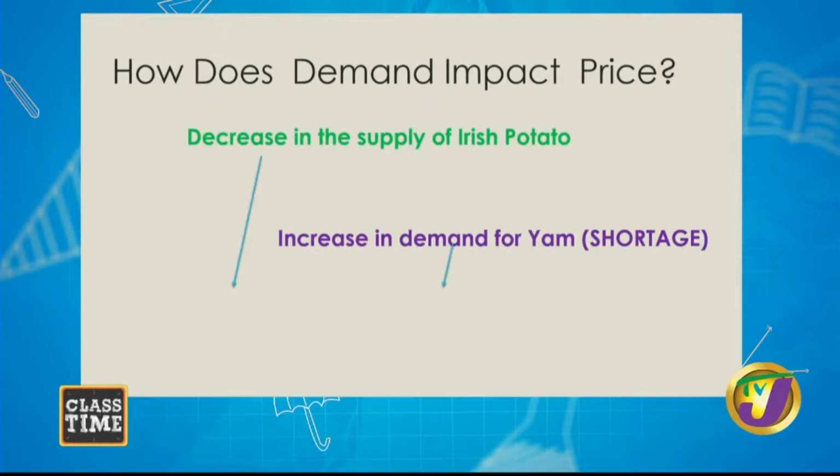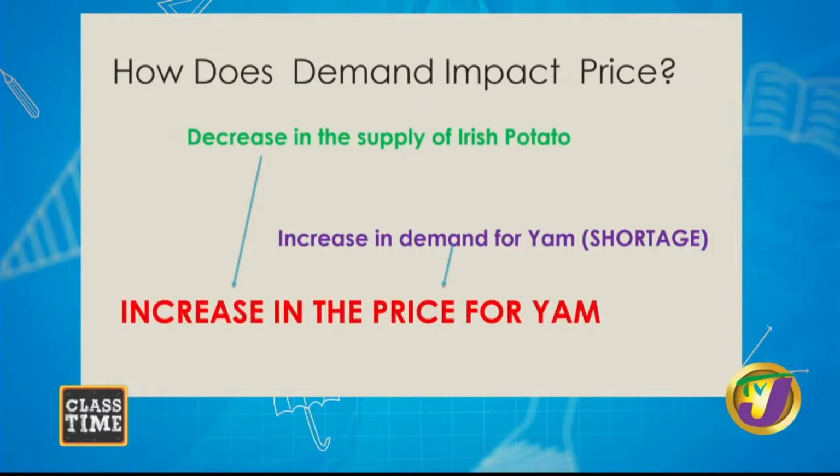So here we'll have maybe a shortage in yam over a period of time. Now the result, how the demand would impact the price for yam, is that we would have an increase in the price for yam because we have an increase in the demand for yam. So once you have an increase in the demand for an item, we will normally have an increase in the price of these items within the market space.